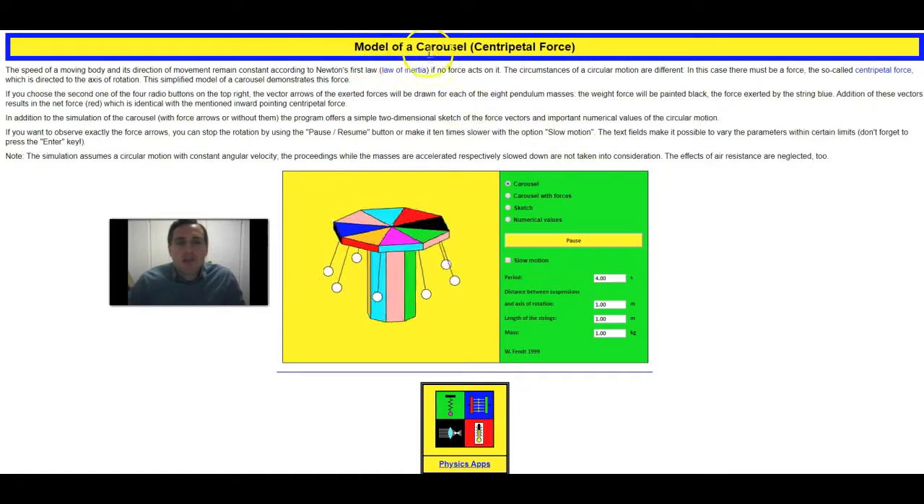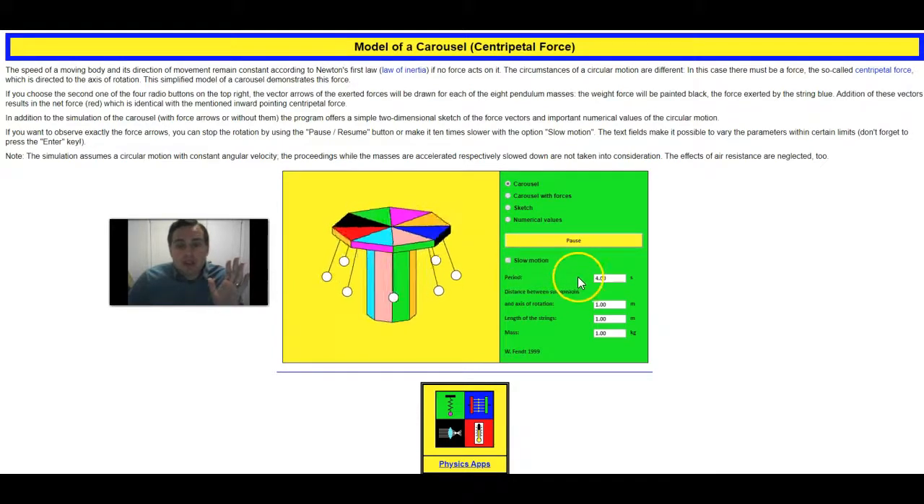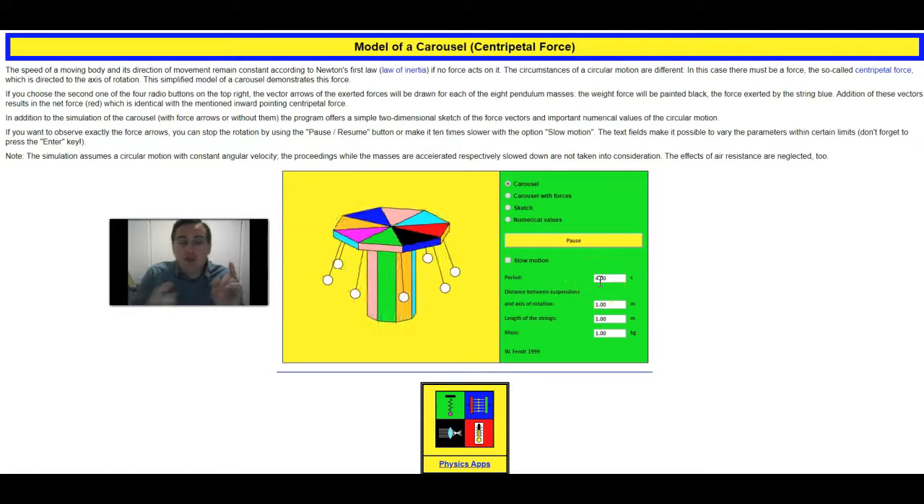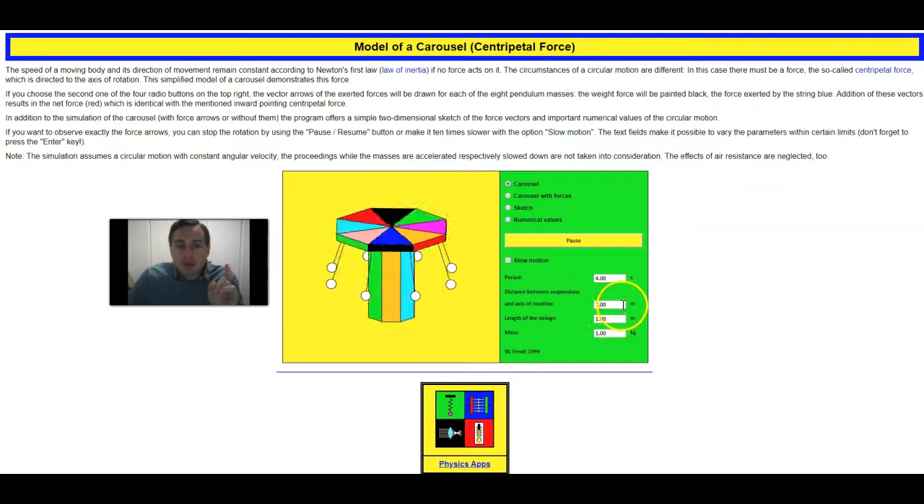I'd like to thank Professor Walter Fend once again for these wonderful animations and simulations that you can get online. So what we have here is a carousel, and the idea is that in the absence of air resistance, we can instantly change this carousel in terms of its period, that's the time it takes to go round, its distance between suspensions and the axis of rotation, so that's the distance between each of these objects and the central rotation axis here. We can also change the length of the strings, and we can also change the mass of the objects. So we'll be changing each of these one at a time, and I'll be describing what's going on.